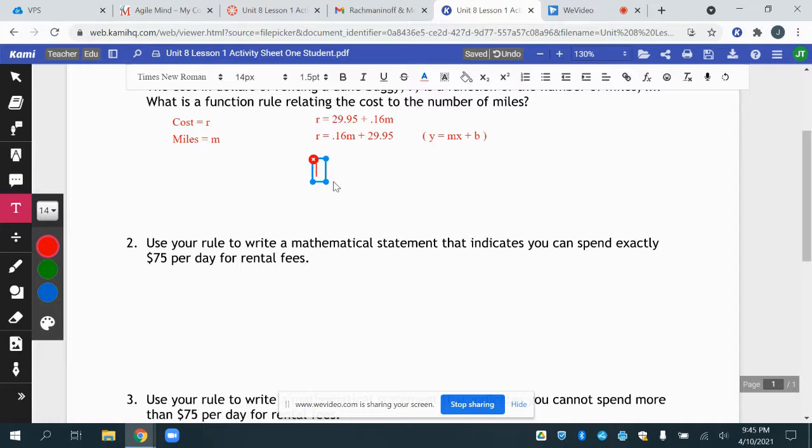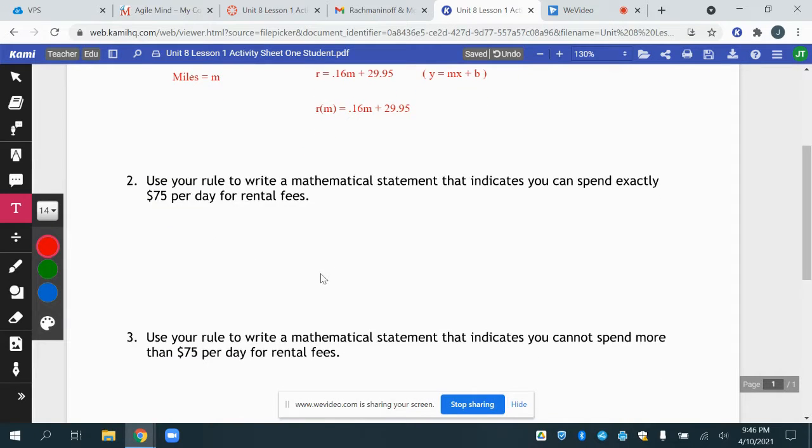One other way you could do it, just for the record, we could do R of M equals 0.16M plus 29.95. You don't have to do that, but you remember we can also do formulas like this, and it tells me how many miles I drove and will tell me how much it costs right there.